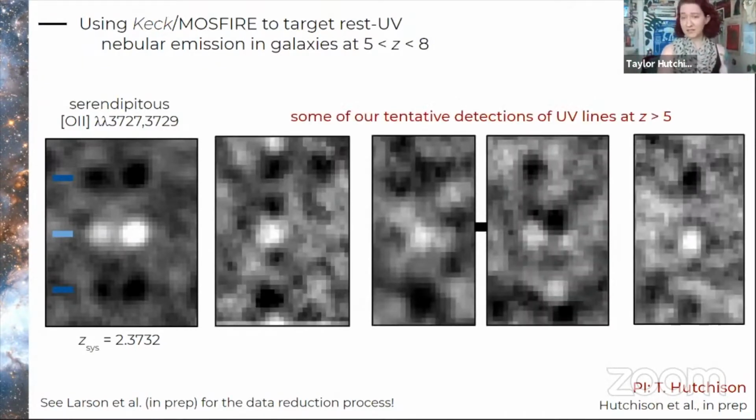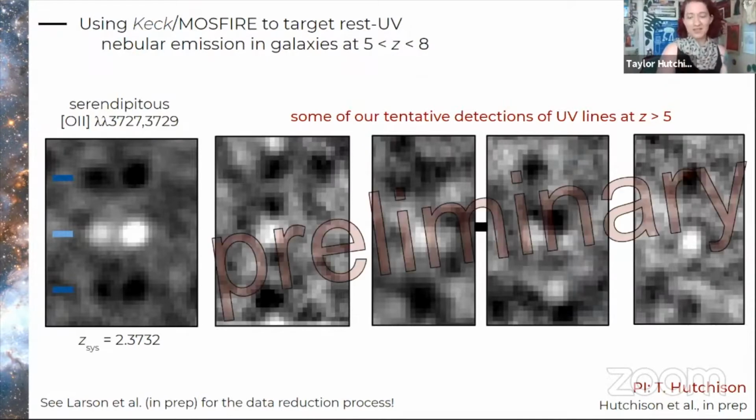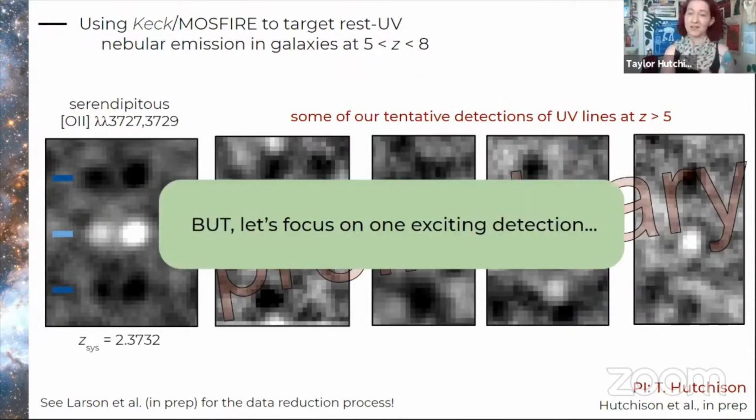Here are some of our tentative detections of UV lines at redshift greater than 5. This is preliminary, just as a note. I could tell you what we think these lines are and what redshift they are, but honestly, I want you to stay tuned because I am actually more excited right now about a particular emission line, and I'm going to spend the rest of my talk talking about that line.